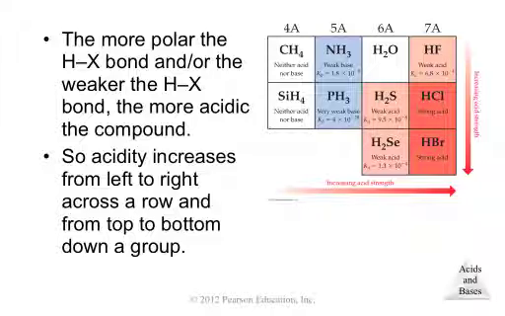Now, as we go across the table with hydrogen attached to a nonmetal, we see that the acid strength is increasing, and the reason why is because the electronegativity of those atoms is increasing. And that is the first bullet. The more polar the HX bond is, X being some element other than hydrogen, or the weaker the bond, the more acidic the compound. So as you're going across the table, it's higher electronegativity that contributes to increasing acid strength.